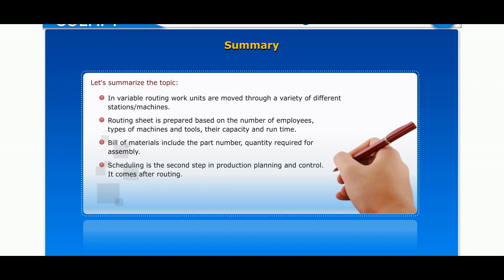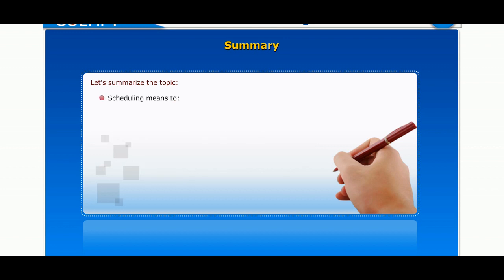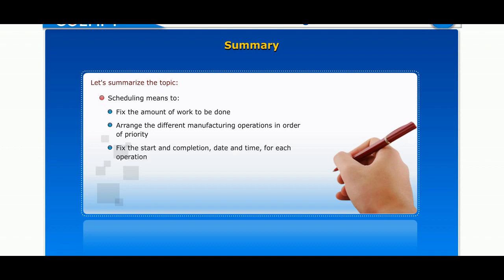Scheduling is the second step in production planning and control. It comes after routing. Scheduling means to fix the amount of work to be done, arrange the different manufacturing operations in order of priority, and fix the start and completion date and time for each operation.